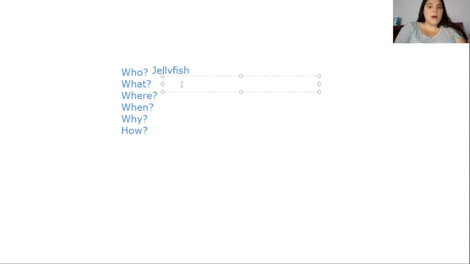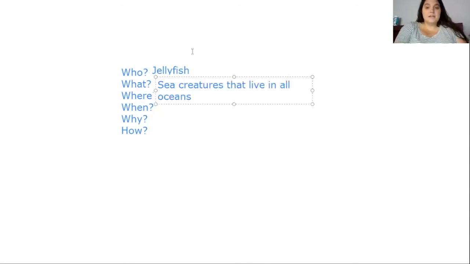Next, it asks what. Well, what are they telling you about jellyfish? What are they telling you? So let's go back to the passage and think about it for a second. It says jellyfish are sea creatures that can be found in all oceans. I think that's a good example. So let's go back. Jellyfish are sea creatures that live in all oceans. Where? Well, we just said they live in the ocean.